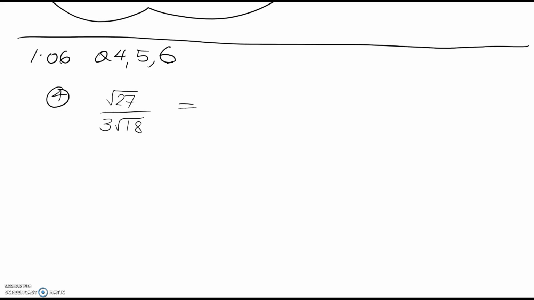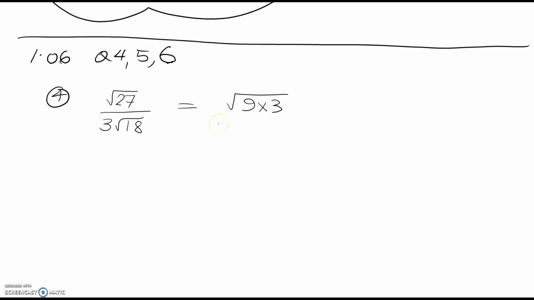Okay, so I've been asked to do question 4 in exercise 106 for year 10. We've got the square root of 27 over 3 square root 18. So what we can first do is have a look at any perfect squares that can be pulled out and simplified. So on the top I'm going to write that as 27 is 9 times 3.